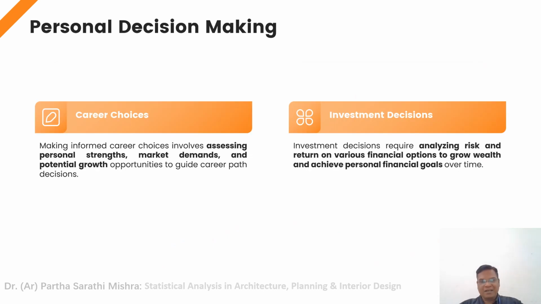Next, personal decision making analysis. Obviously, whether we go for higher studies, career choices, what kind of studies we are going to pursue, assessing personal strength, market demand, and potential growth opportunity to guide career path decisions. So again, we are single persons, but we have different alternatives: whether we go for a master's program after a bachelor's degree, or whether we do a PhD directly after the bachelor's, after the NEP, the National Education Policy, this can also be possible. So what will we do after a bachelor's of architecture or planning or interior design? There are so many alternatives.